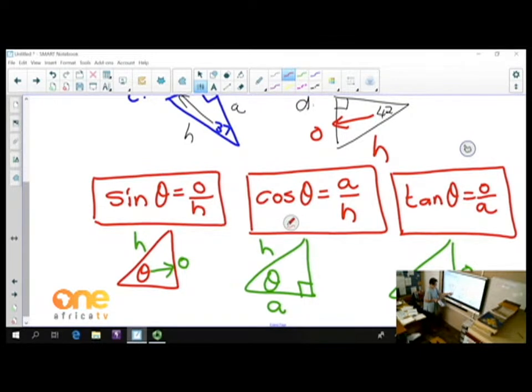Sine theta, opposite over hypotenuse. Cosine theta, the included angle. Can you see that? And tan theta, where you only have the opposite and the adjacent. Okay.